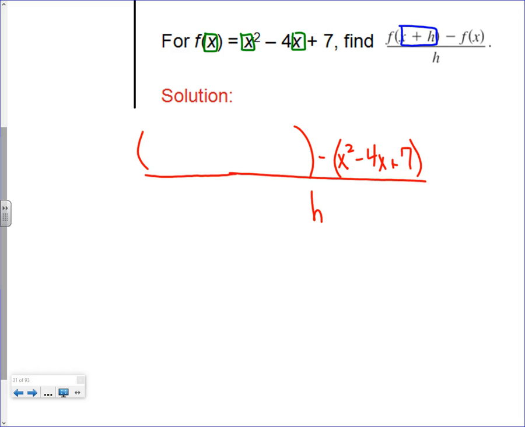Now it's time to go in and say, uh-oh, it's no longer x squared. Who is it squared? X plus h is squared. Green comes out, blue comes in. Minus 4. Green comes out, blue goes in. Pause. Check.